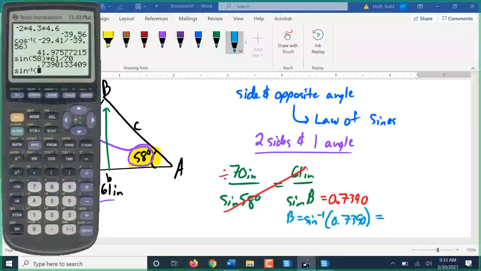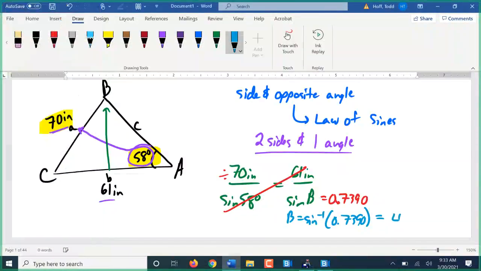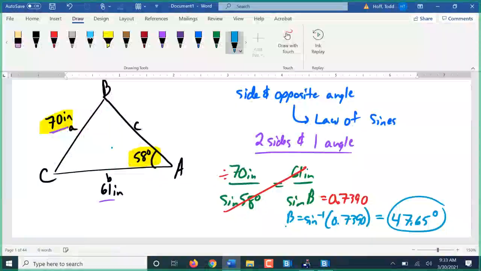Second sine of 0.7390. I should have done this: second sine of that previous answer, so I don't have the round-off error, gives 47.65 degrees. So angle B is 47.65 degrees. Makes sense because side B, the 61, is a little smaller than side A of 70. So this angle better be a little smaller than angle A, a little bit smaller than the 58 degrees.